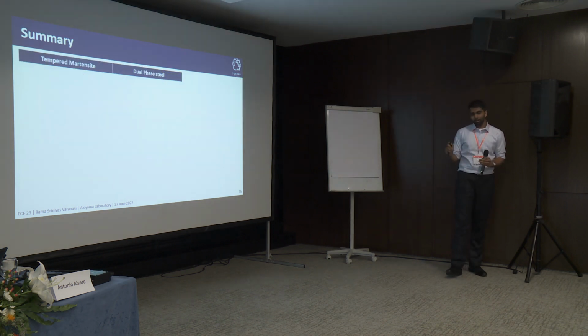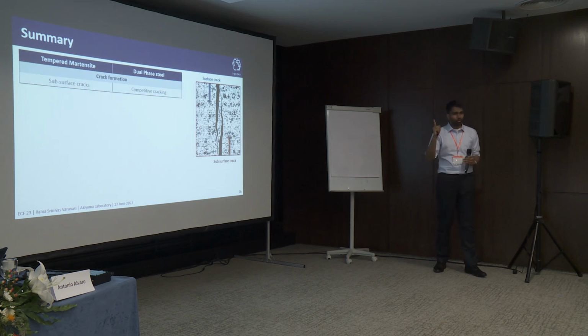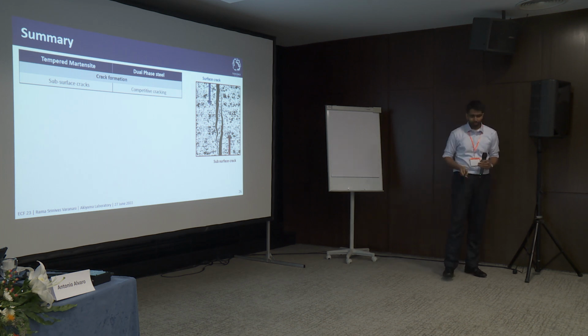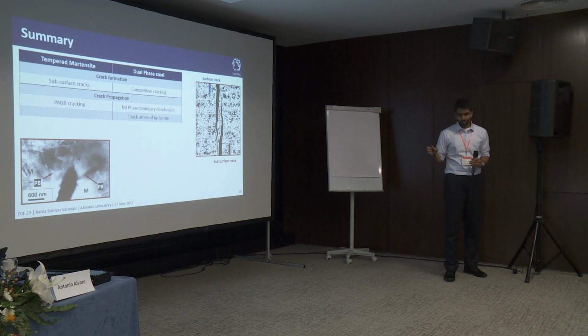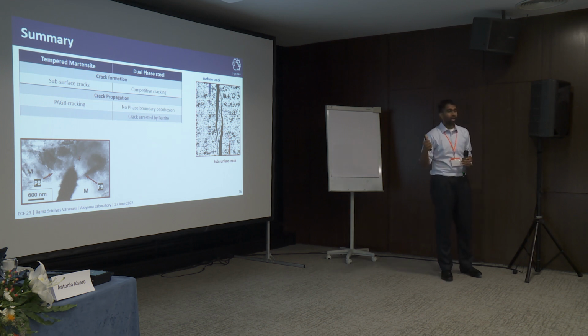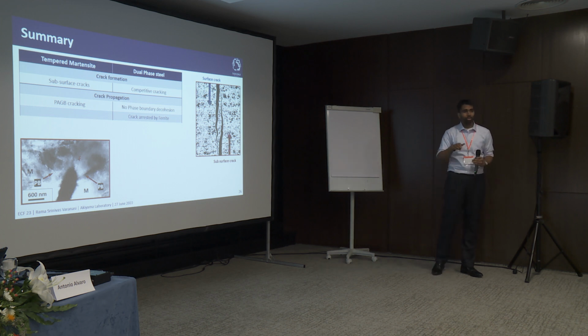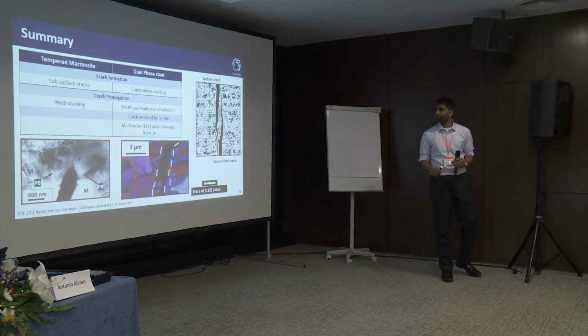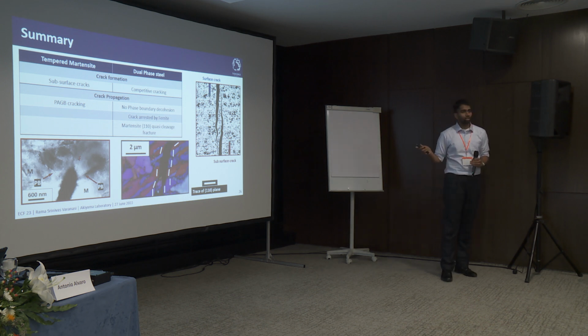So to summarize, in tempered martensite we only see subsurface cracks. However, in the dual phase steels we see competitive cracking where we see both surface as well as subsurface cracks. And when it comes to the crack propagation, in the tempered martensite, it was predominantly along the prior austenite grain boundaries. However, in the DP steel, firstly, the ferrite arrests the crack propagation. Secondly, there is no HEDE or phase boundary decohesion which was observed. And thirdly, when we studied the martensite fracture, we observed 110 quasi-cleavage fracture.